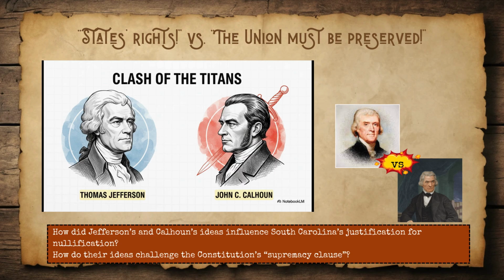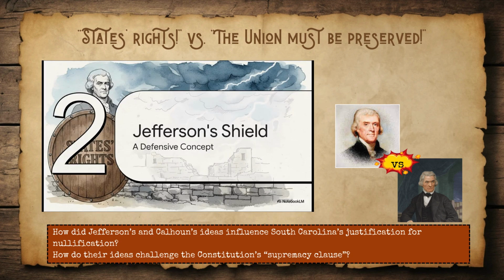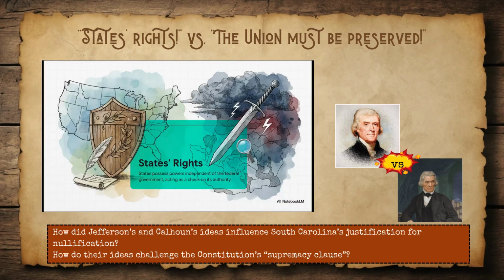Their totally opposing views really set the stage for a massive constitutional crisis. Okay, so to really get this, we've got to start with Jefferson. You see, he wasn't trying to break the country apart, not at all. He was actually trying to protect it, with an idea that he saw as a kind of defensive shield. And that shield was the doctrine of states' rights.